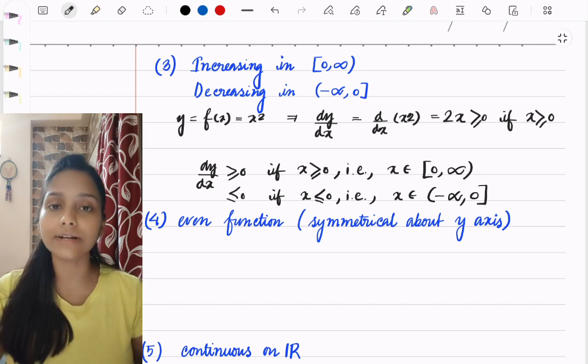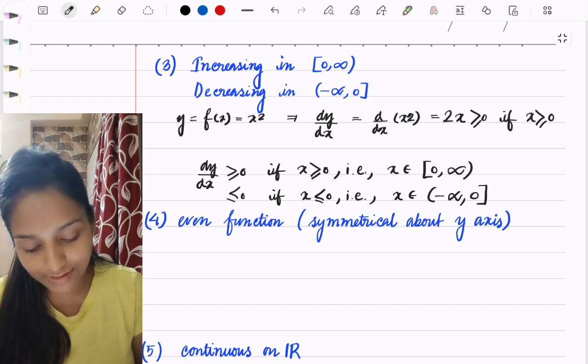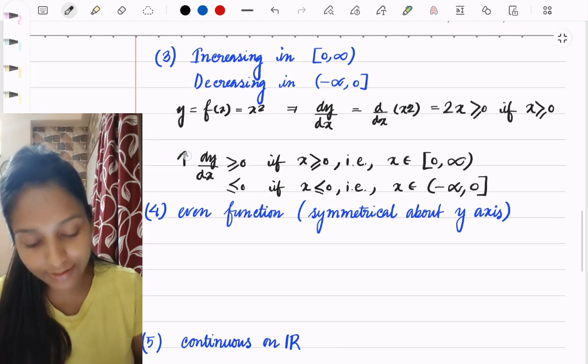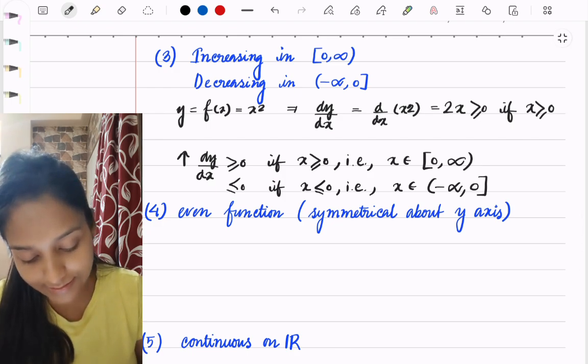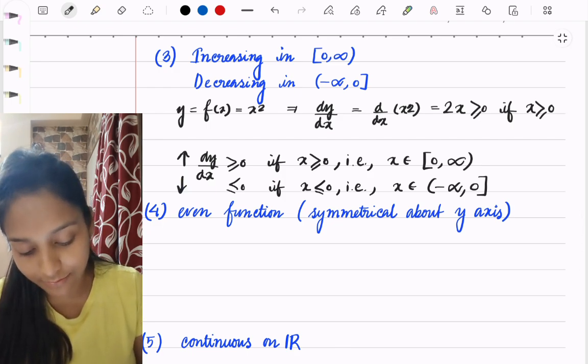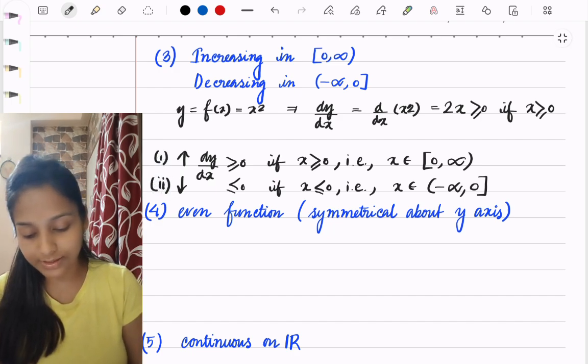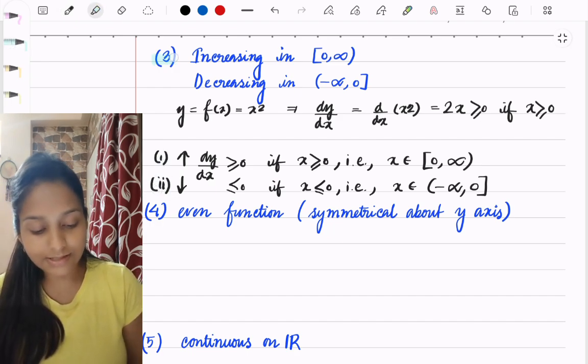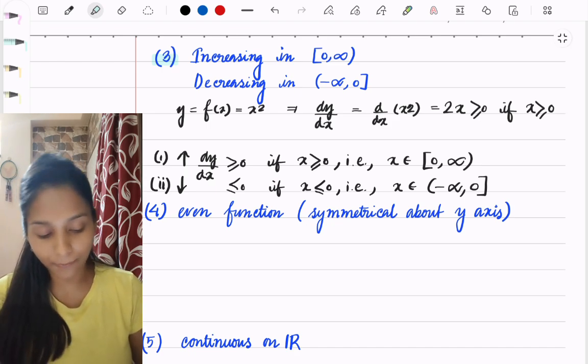So the derivative is greater than or equal to 0. This means the function is an increasing function, and this is less than or equal to 0 means the function is a decreasing function. So these two results are coming from this derivative property.